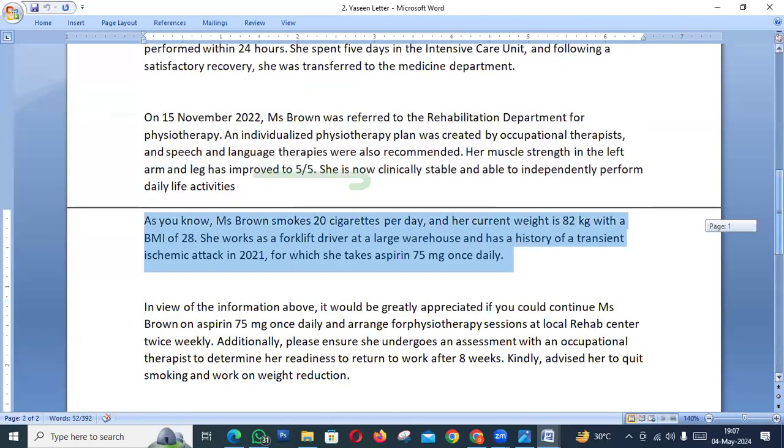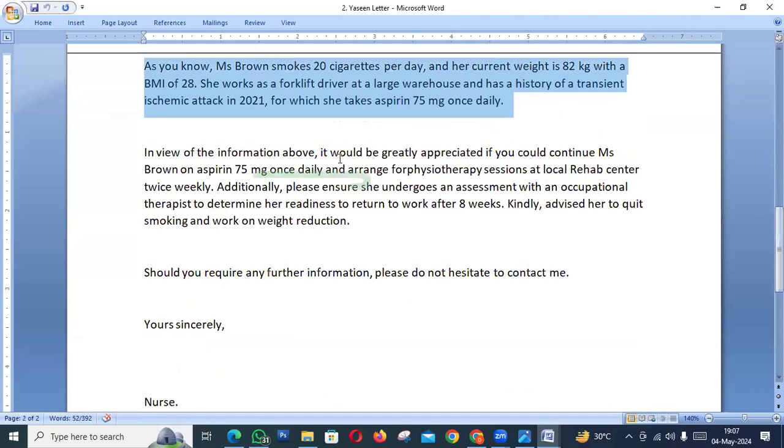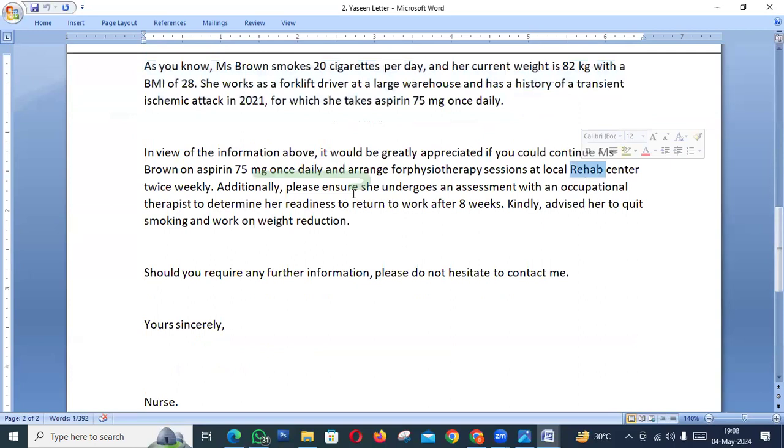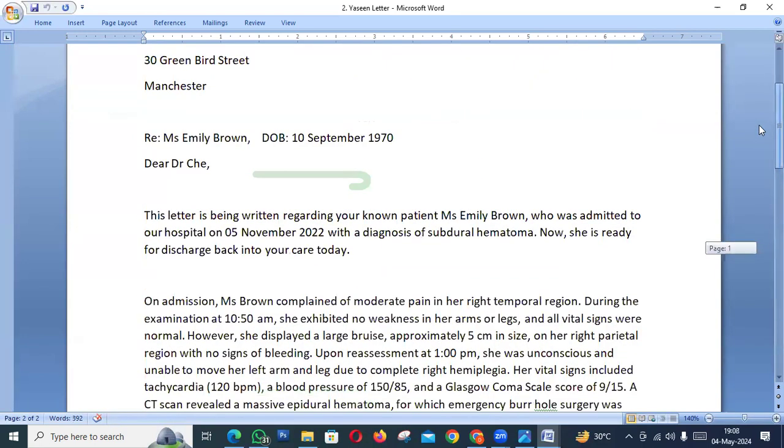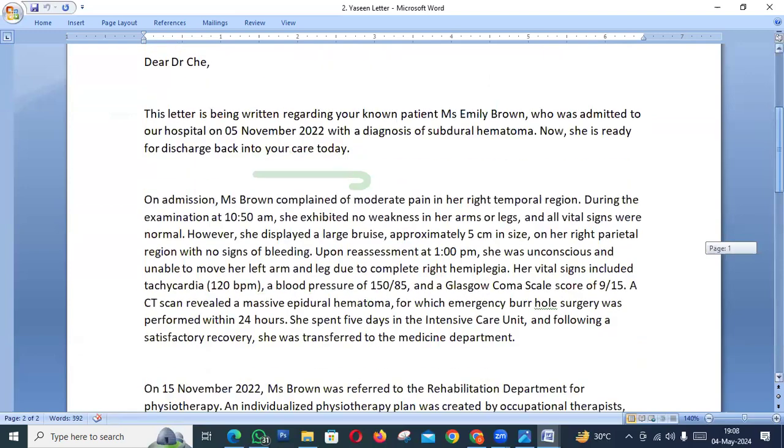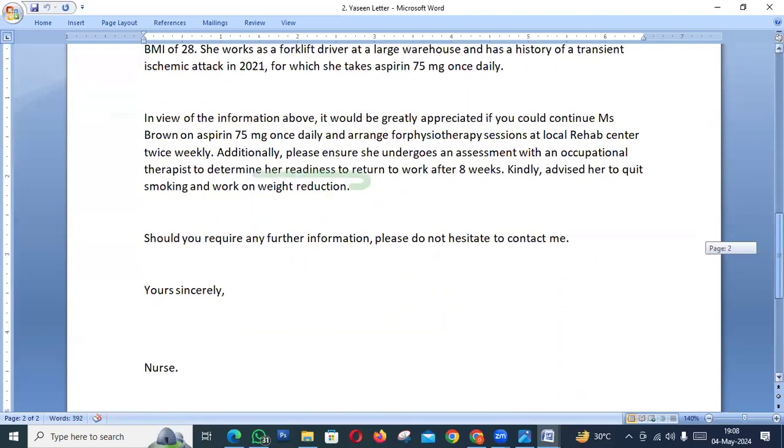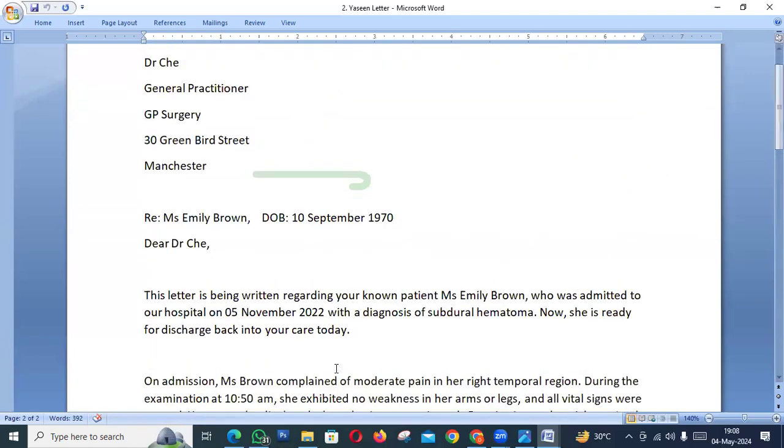Okay, this paragraph is unnecessary. Information would be greatly appreciated if you could continue Miss Brown on aspirin, this and that. Rehab, no, we don't use short forms. We use complete words: rehabilitation, physiotherapy, okay? Just improve, please. Overall, you need a lot of improvement. But the way I have explained, I think you can now write a good letter, yes or no? Yes, sir. So you will rewrite this letter. You will send me again, okay?